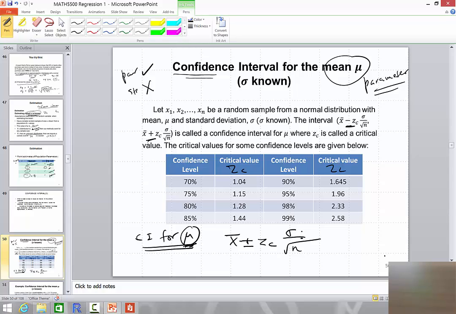Here x bar is the mean, and sigma divided by square root of n is the standard deviation from the central limit theorem. The central limit theorem says the mean of x bar is equal to mu, and sigma of x bar is equal to sigma divided by square root of n. So this is the formula for the confidence interval for mu when sigma is known.